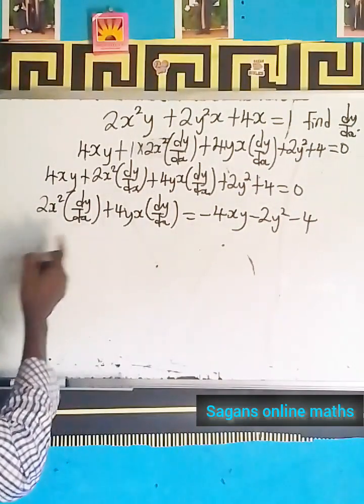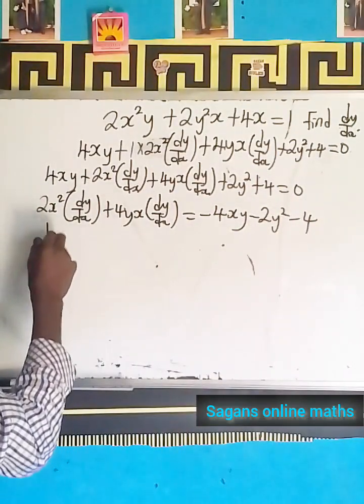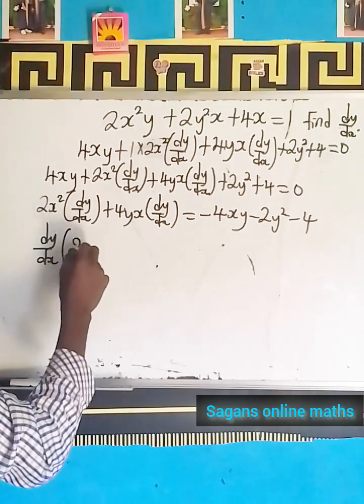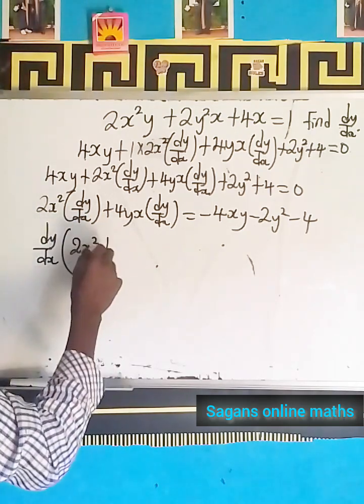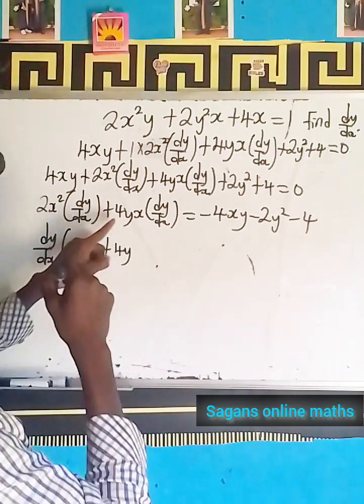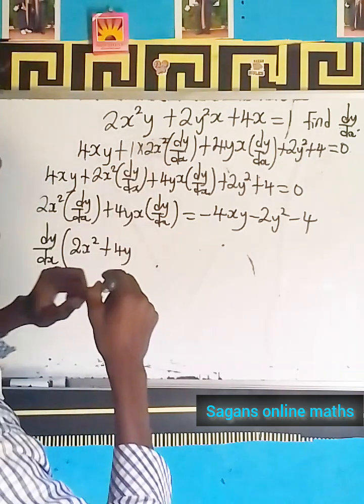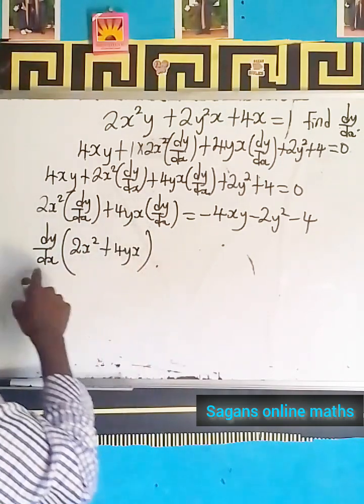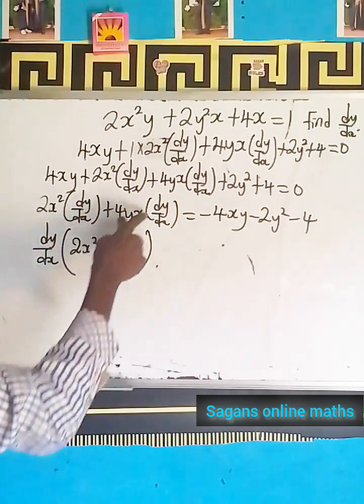Now what is common here? I can see that dy over dx is common. I can factorize that, dy over dx is common. Then into, divide this by this, I have 2x squared. Divide this by this, I have plus 4yx. Because this multiplied by this will give me this, and this times this will give me this, right?